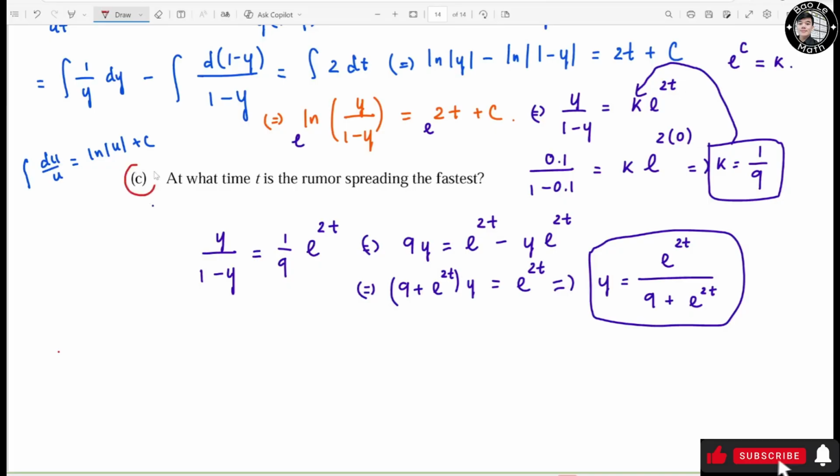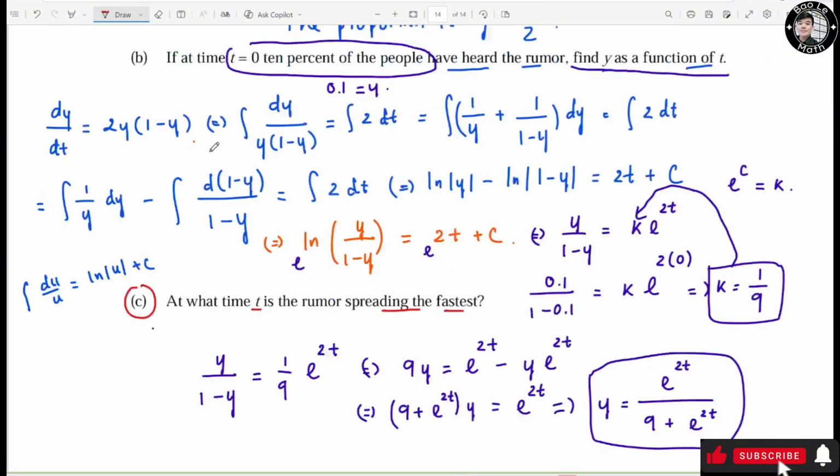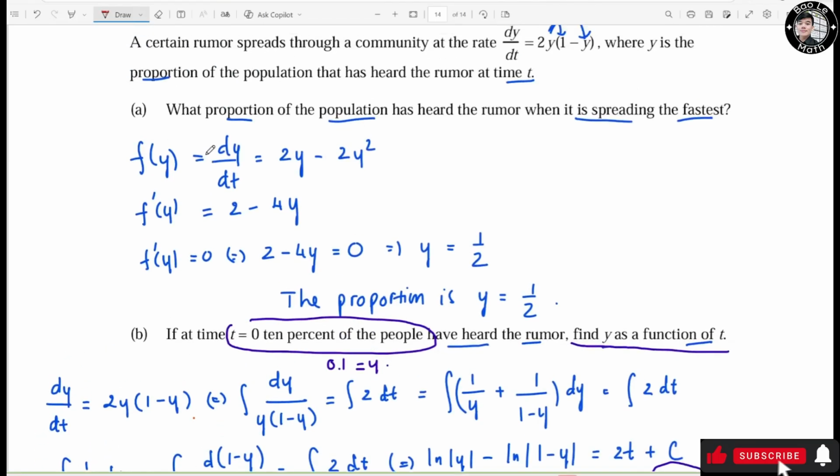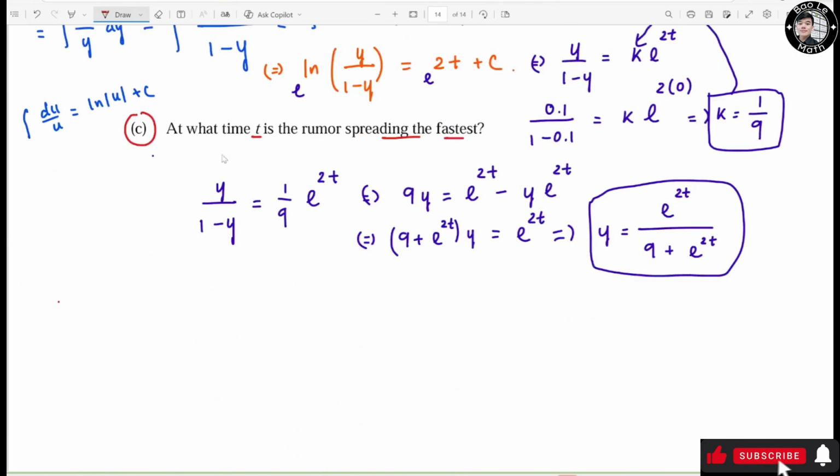Now let's move on to question C. At what time t is the rumor spreading the fastest? Alright, so we go back over here. The rumor is spreading the fastest when y equals 1/2, right? So we're going to substitute 1/2 for y into this right here to solve for t, right?